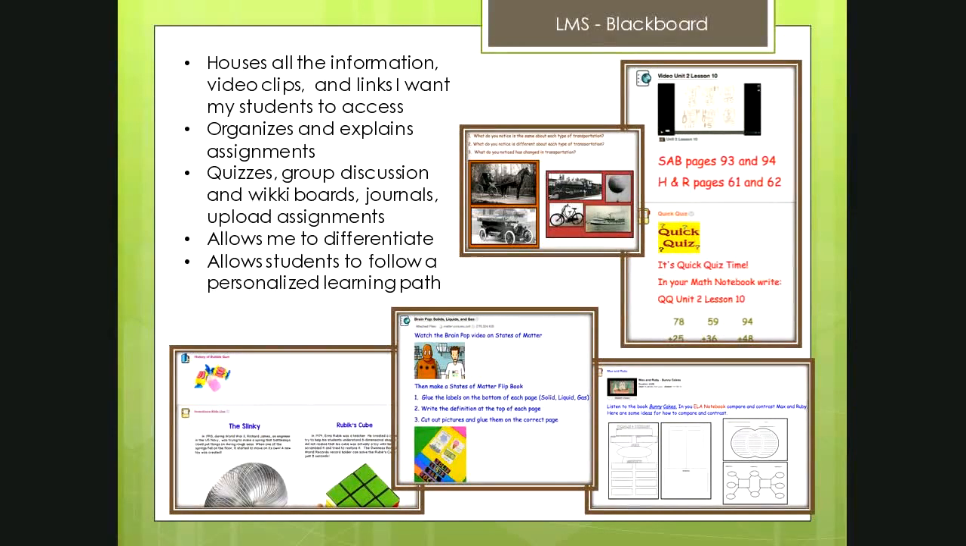So it organizes and explains all the assignments, and of course we take advantage of the group discussion through the discussion boards and the wikis and the journals and all the excellent pieces that are part of Blackboard. But the greatest part is that it allows me to differentiate, but it allows my students to be personalized in their learning. What one student needs to accomplish is different than another, because what their paths are going on.